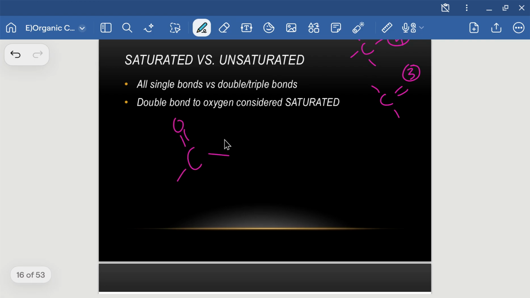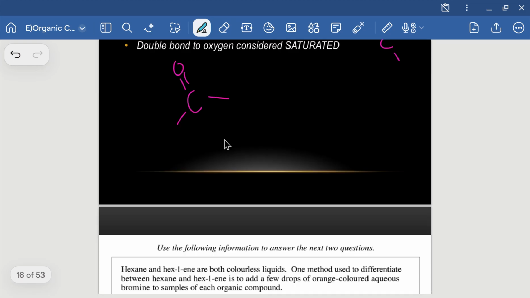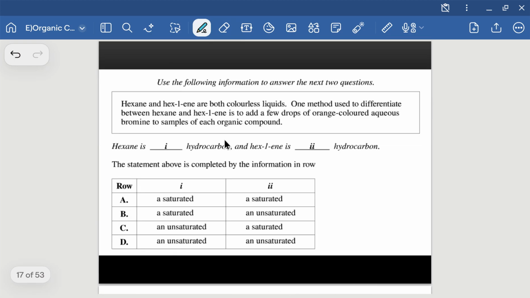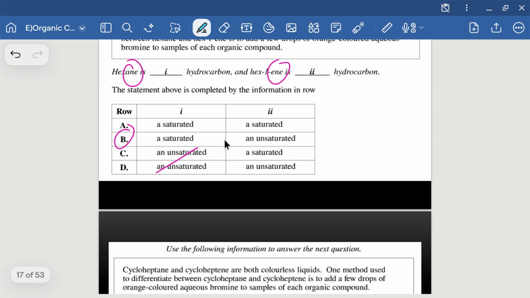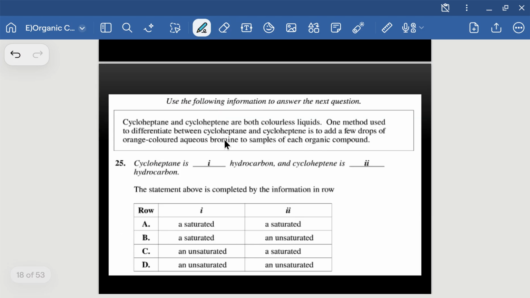Looking here, hexane and hex-1-ene are both colorless liquids. This one is saying that we're going to add in a few drops to differentiate, and we're putting it into bromine. But even though it refers to the bromine test, this is just showing saturated versus unsaturated. So hexane, A-N-E, would be saturated. Hexene would be unsaturated because of the double bond. So this has to be B. This next one, doing the exact same thing. Again, I hope you can see how these questions get very repetitive. A-N-E, saturated. E-N-E, unsaturated.